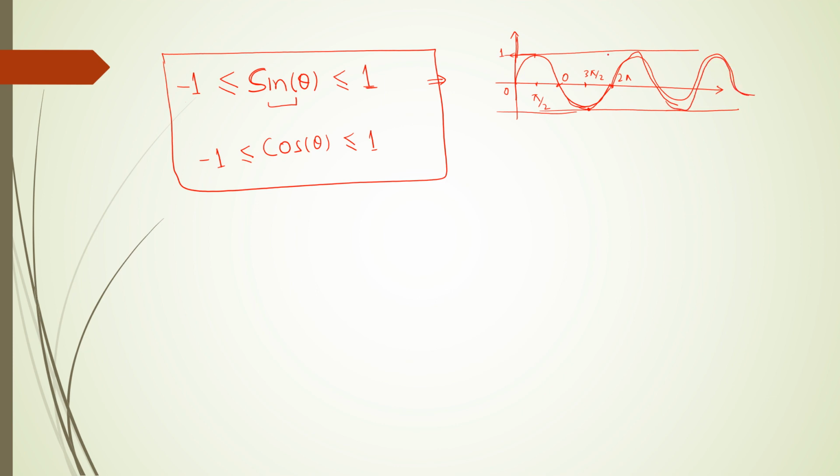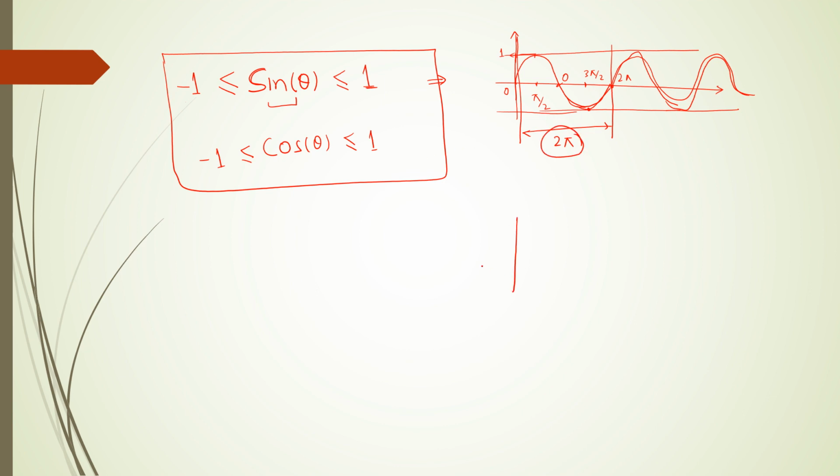So it is a periodic function whose period is 2 pi, meaning it will repeat after every 2 pi. We can say that this is the periodicity of sine theta. It started from 0 and then became 2 pi, and again it starts and repeats. So we say that the periodicity of sine theta is 2 pi.